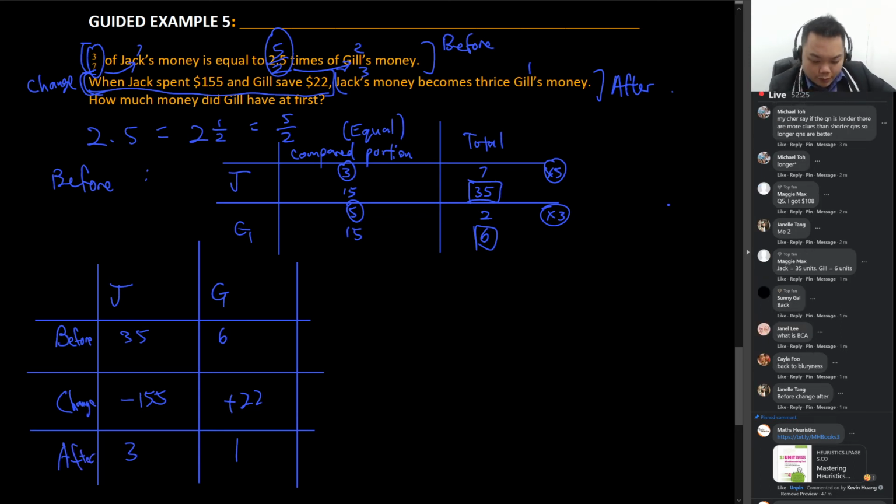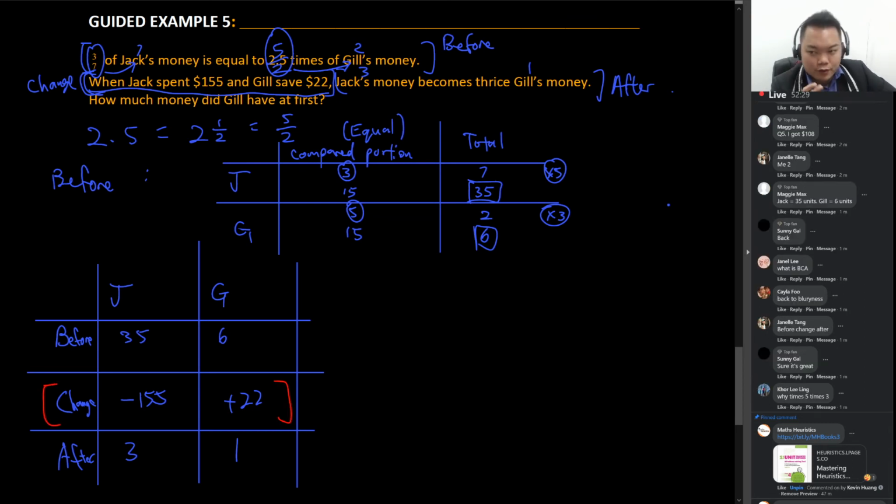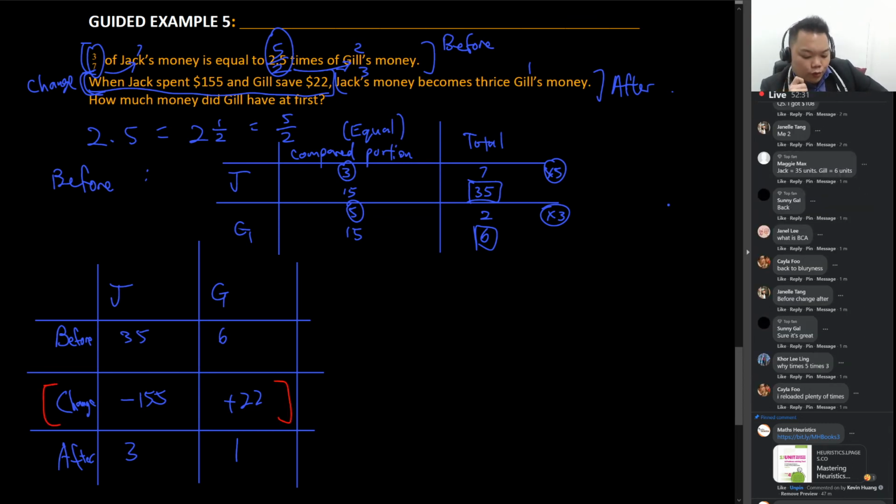Okay, so now my next question is for those of you who have been following us since the beginning of the year. When you look at the change row, what kind of change condition is this?